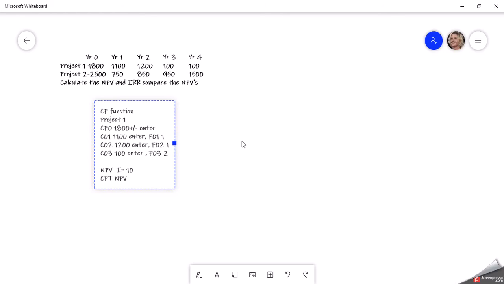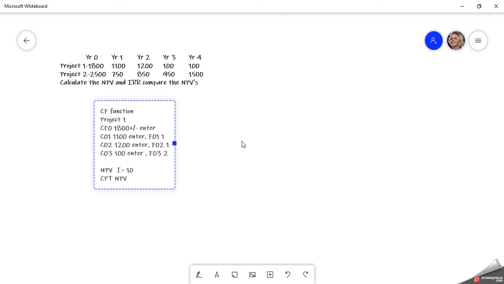We've got 1,800, hit the negative button and hit enter for our cash flow for year 0. 1,100, hit enter for 1. Arrow past that frequency field. 1,200 for cash flow for 2. 100 for cash flow for year 3, and then make that frequency a 2 and hit enter. And if you're going over top of it, just make sure you don't have anything in year 4.